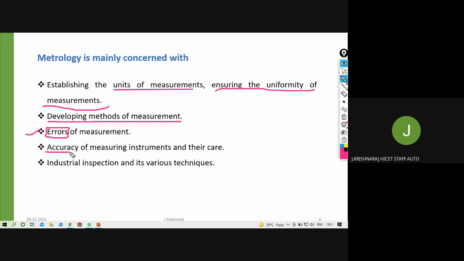We discussed enough about accuracy of measuring, and industrial inspections and various techniques. Very early on, we only had contact type measuring instruments, but nowadays we have contactless, optical measuring instruments and laser measuring instruments. Without making any physical contact, even in a single scan, we can find all the details like mass, weight, overall height, overall breadth, maximum extensions. Everything we can identify in industrial inspection. Yes. Then next.